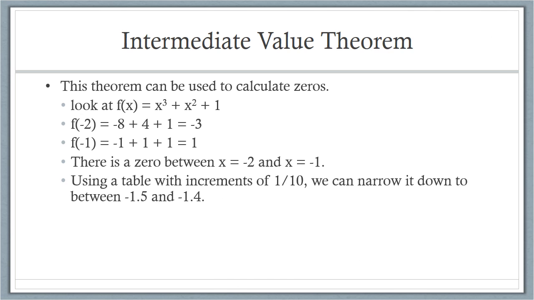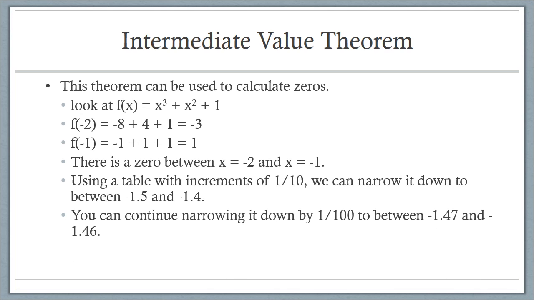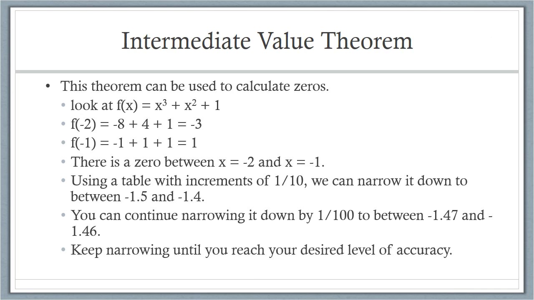You can use a table of increments of 1/10 between -2 and -1, and you can narrow it down to between -1.5 and -1.4. You can continue narrowing it down from there and get it even more precise. And you just keep narrowing it down until you reach however accurate you need.